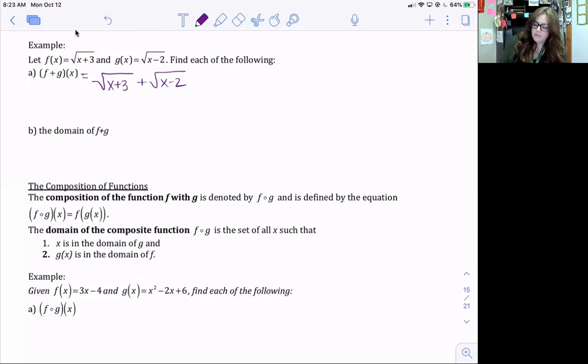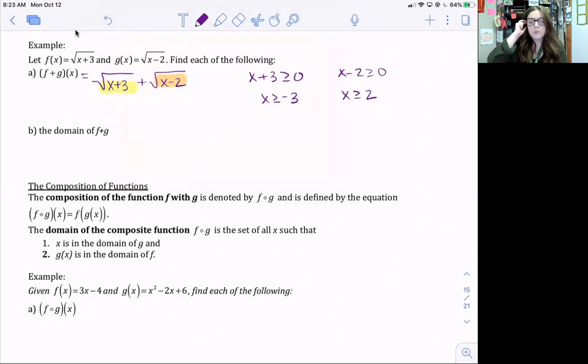But now we want to find the domain. So we know from this first one that x plus 3 has to be greater than or equal to 0, which tells us x has to be greater than or equal to -3. Then looking at our second one, x minus 2, we know that that also has to be greater than or equal to 0, which tells us x is greater than or equal to 2.